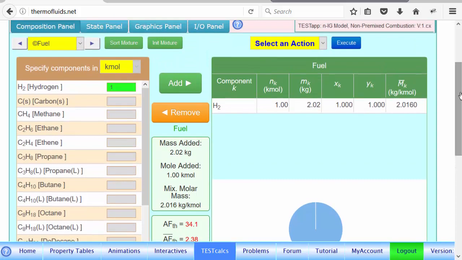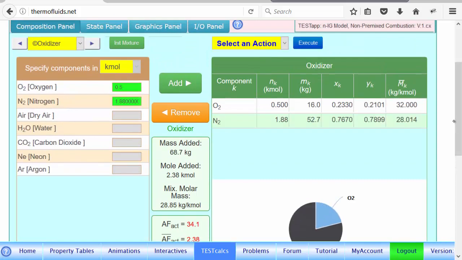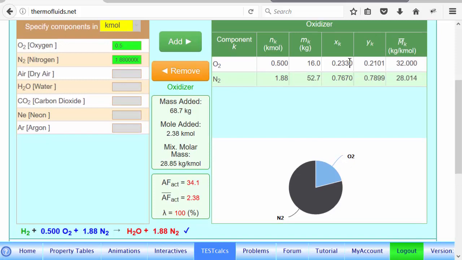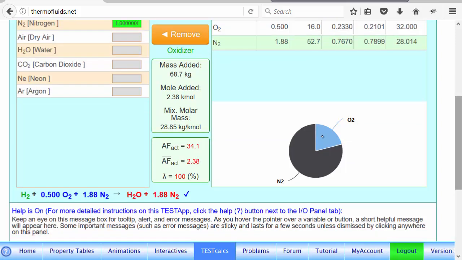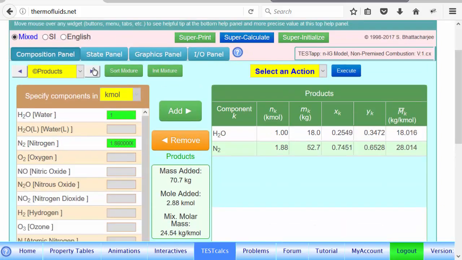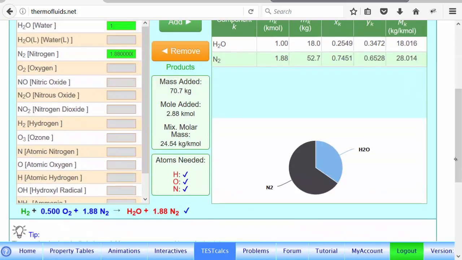If you go to the oxidizer panel, you can see how air is composed. Air is composed of, as you can understand, 23 point... This is the mass fraction. This is the mole fraction of oxygen and nitrogen, and this diagram is only for the mole fraction of air. You can put your pointer over, and that gives you a little more information on each species, each component of the mixture. And of course, the products will have excess nitrogen and H2O.